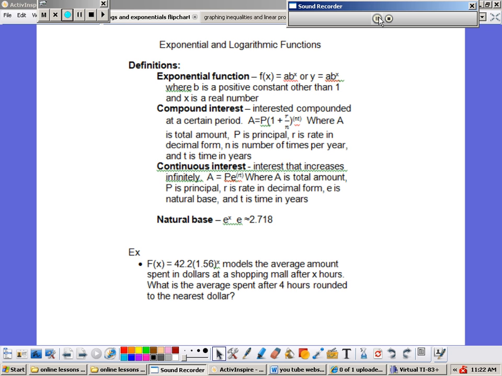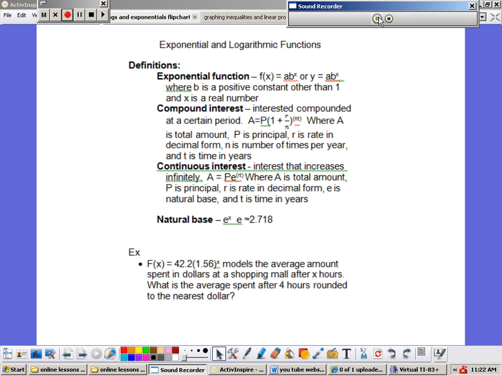P is the principal, how much you put in or how much you take out. r is your rate in decimal form. Please remember it has to be in decimal form. n is the number of times per year that this occurs, your interest is accumulated, and t is time in years. So if you have 6 months, you have to put half a year.